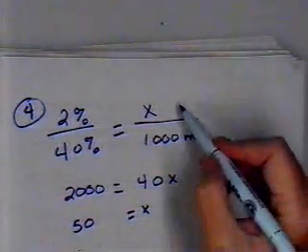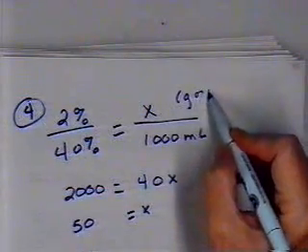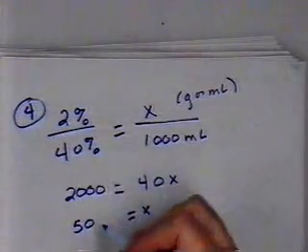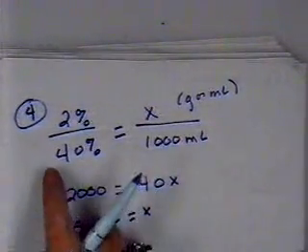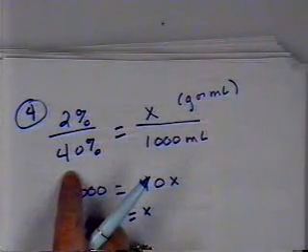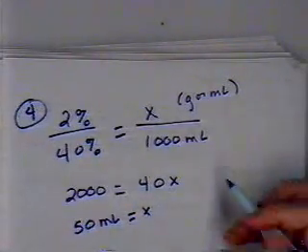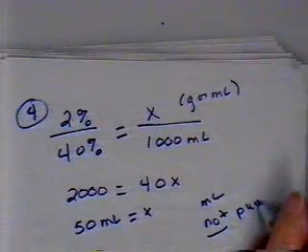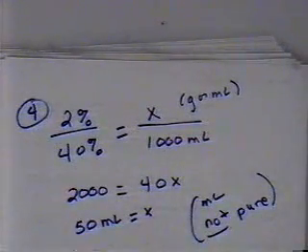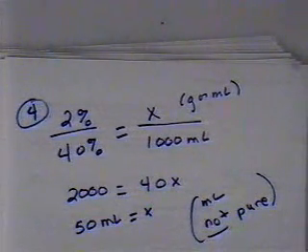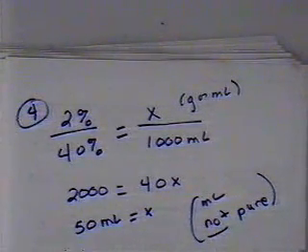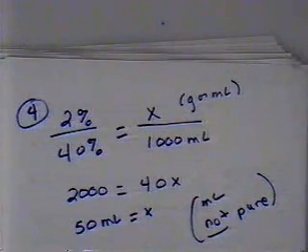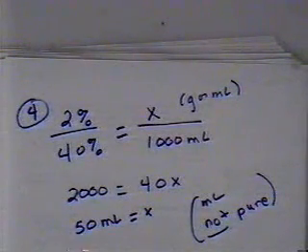Now, here the answer can be grams or milliliters, but what is it this time? It's milliliters because it's not pure. If it's not pure, then whatever it is, whether it's salt or acid, it's already been dissolved in water. We're just changing the strength. If it's not pure, it's got to be milliliters.